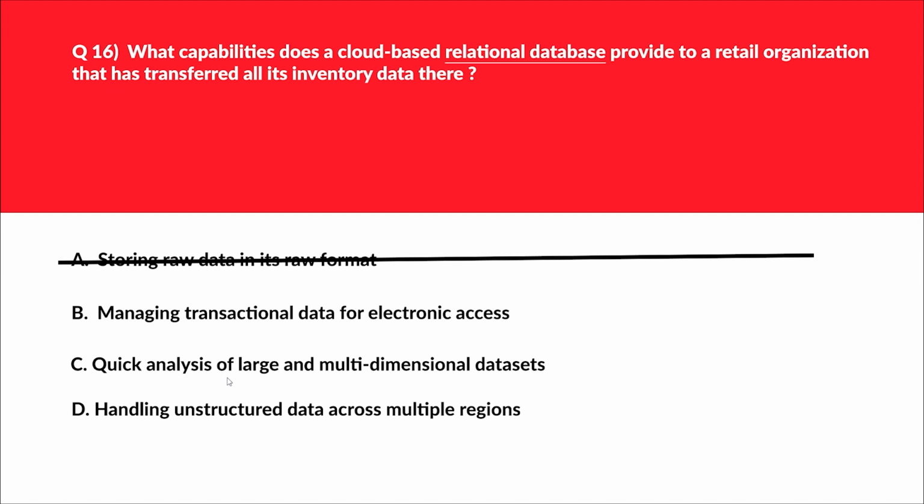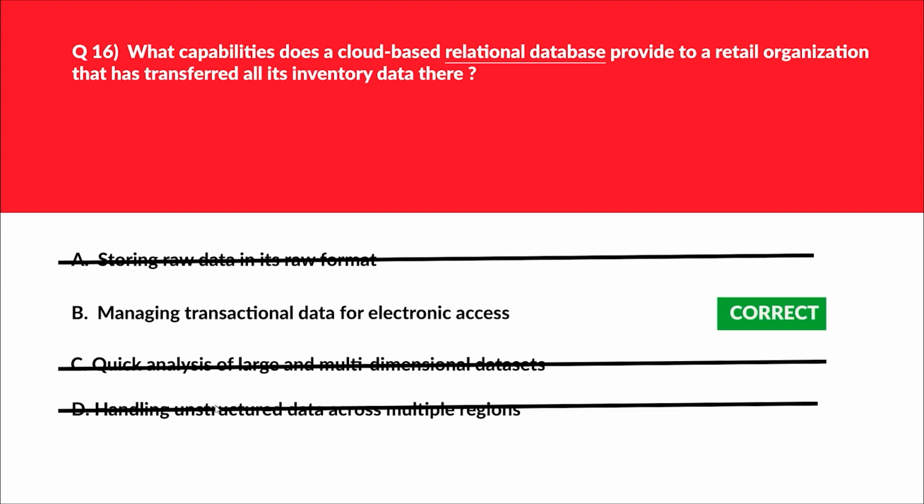C says quick analysis of large and multi-dimensional datasets. While relational databases can handle complex queries, they are not specifically designed for rapid analysis of large and multi-dimensional datasets. Hence, incorrect choice. Let's look at option D. D is handling unstructured data across multiple regions. Relational databases are designed for structured data and not unstructured data. We'll eliminate this. We are left with option B and we will log this.